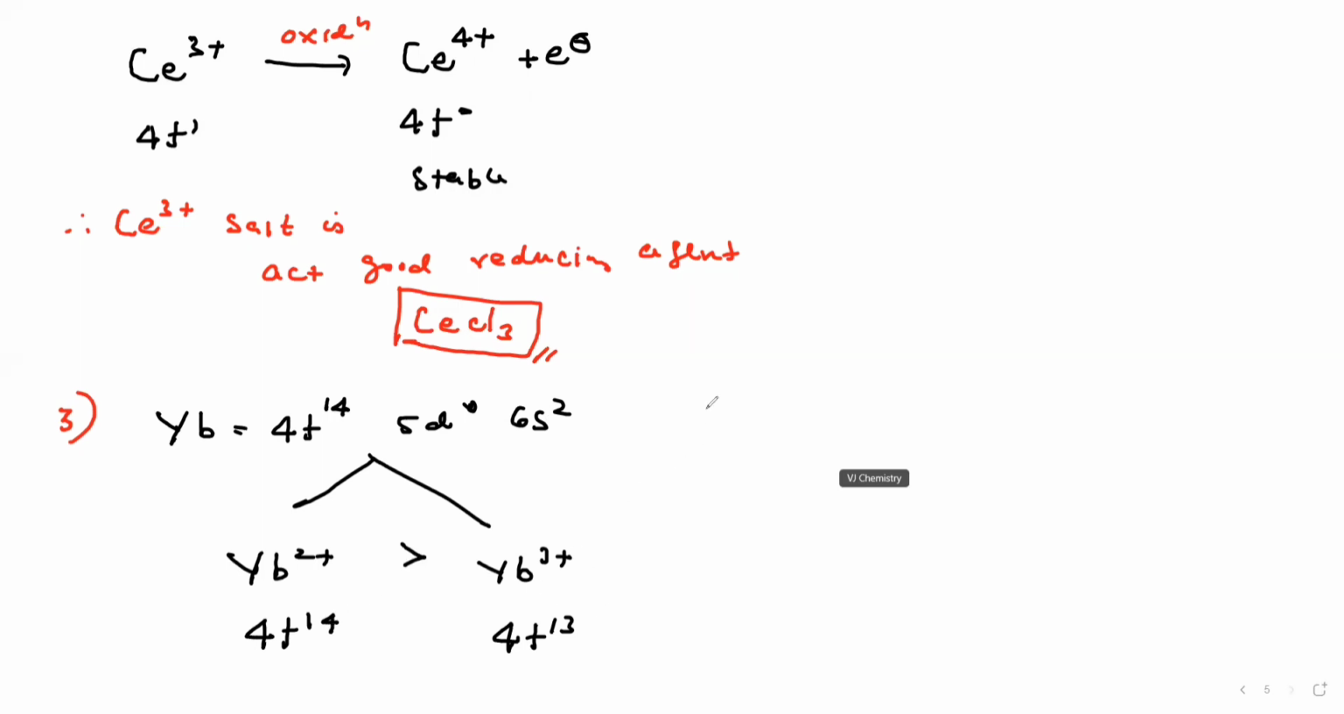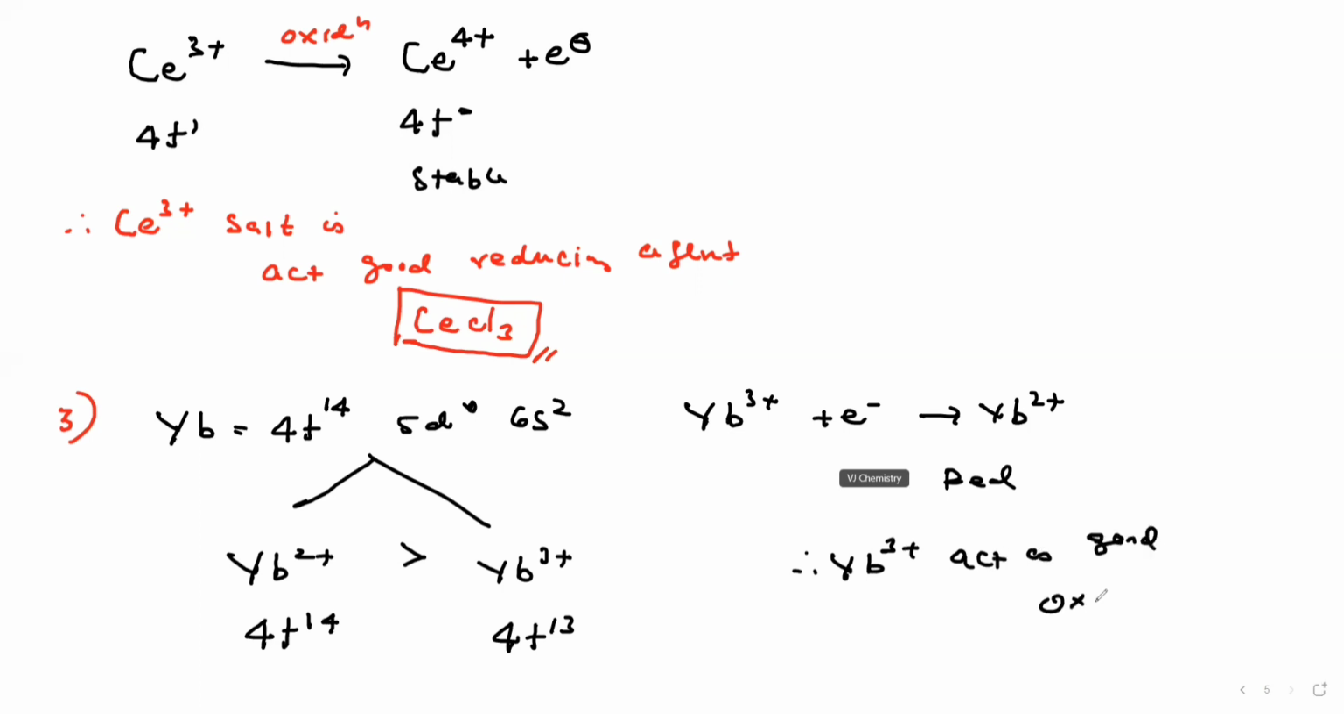Ytterbium 2 plus is most stable. Therefore, what does ytterbium 3 plus do? You gain 1 electron and it becomes ytterbium 2 plus, which is a reduction, right? It's a reduction. Therefore, ytterbium 3 plus salt acts as what? It acts as a good oxidizing agent.